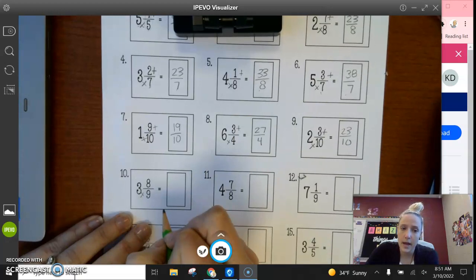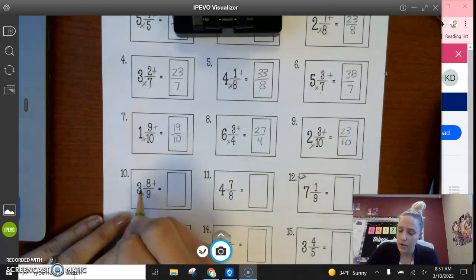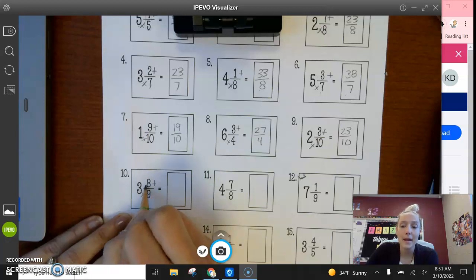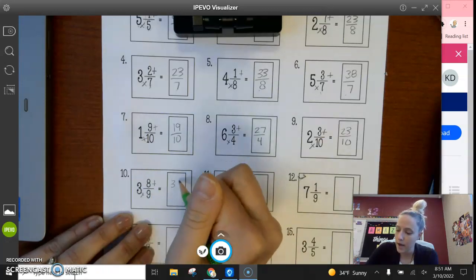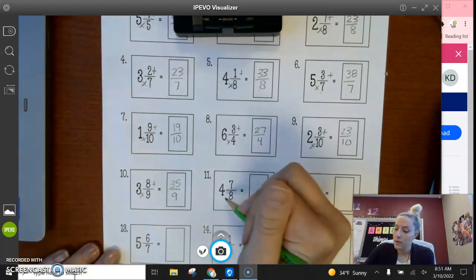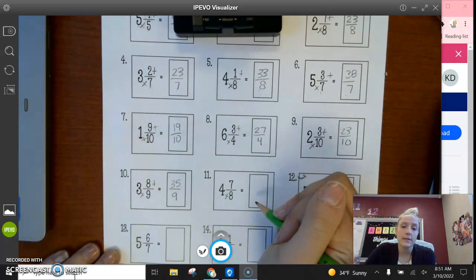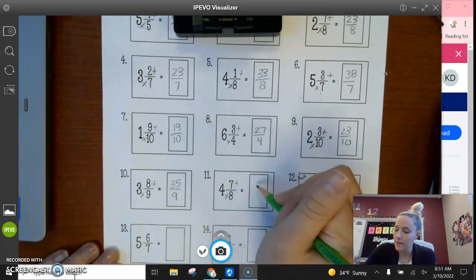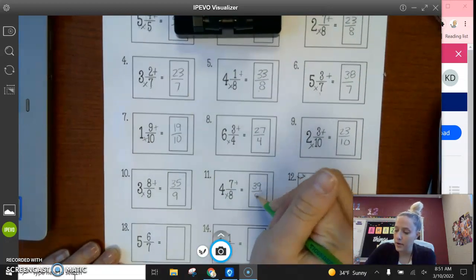3 groups of 9 plus 8. 3 groups of 9 is 27. If you add 8 more onto that, you should get 35 over 9. 4 groups of 8 is 32. Plus 7 is 39 over 8.